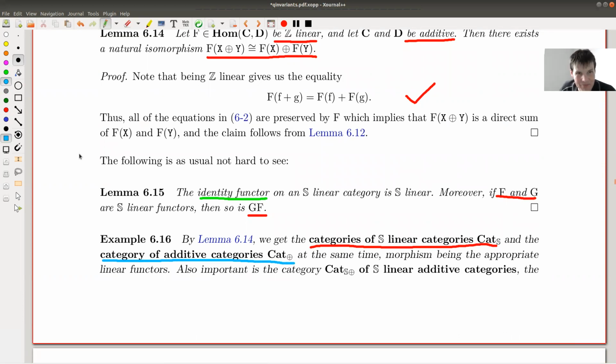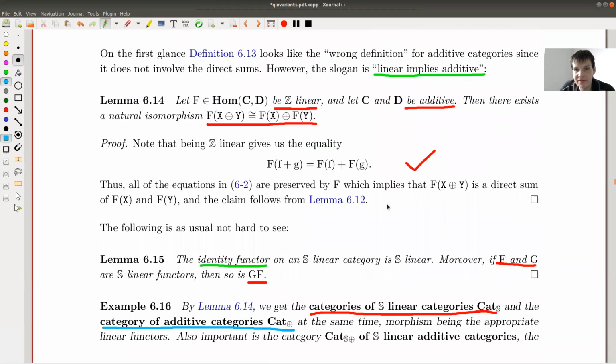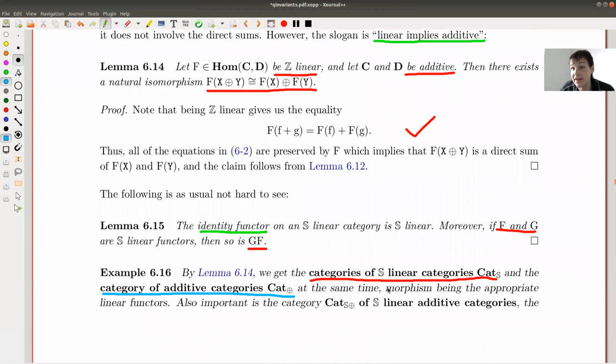The point is, by this lemma, the appropriate notion of functors in both cases are linear functors. But this is kind of the only real thing to take away here. So linear functors are the right notion between additive categories as well. Obviously, they are the right notion between linear categories, but they're also the right notion between additive categories.